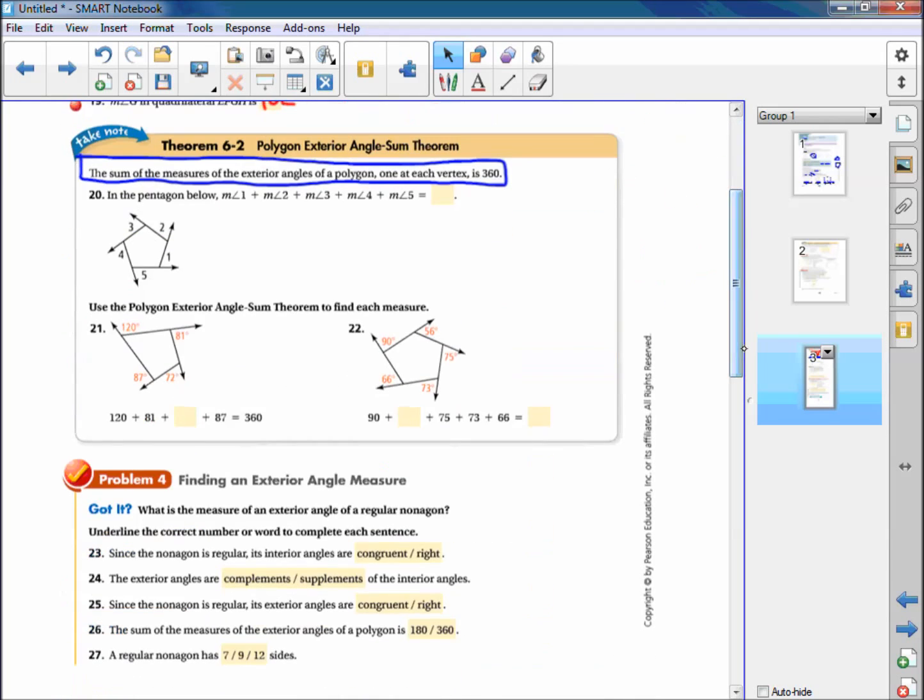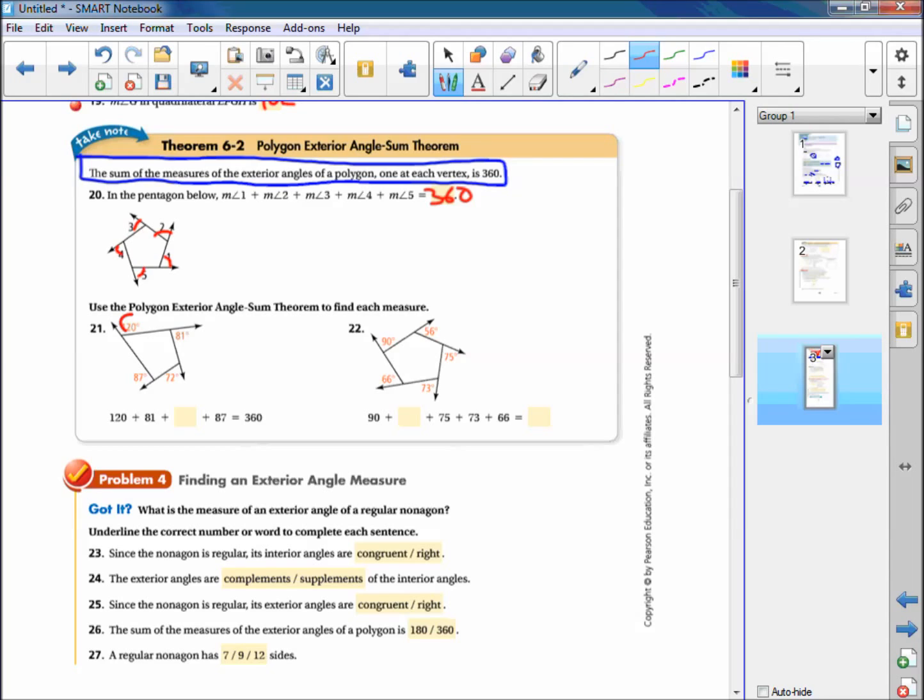Okay, all right, so in the pentagon below, the measures of angles 1, 2, 3, 4, and 5 should all add up to 360, because these are the exterior angles, 1, 2, 3, 4, and 5. So use the polygon exterior angle sum theorem to find the measure of each angle here.